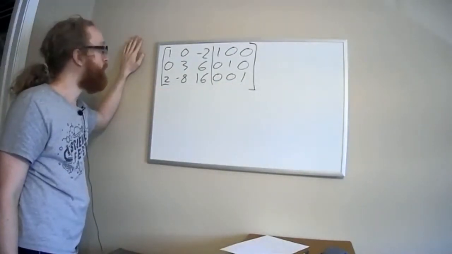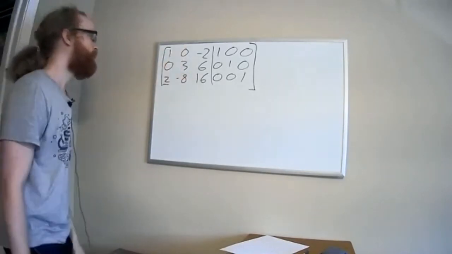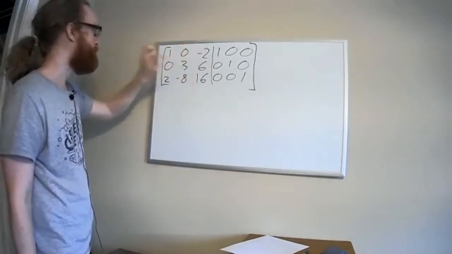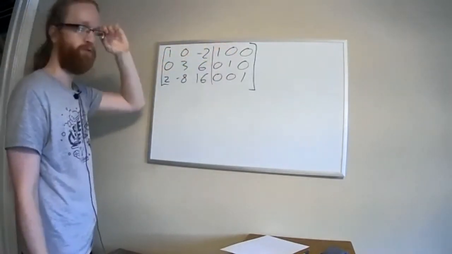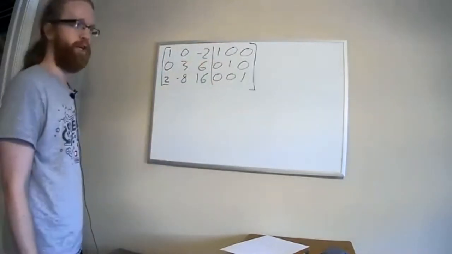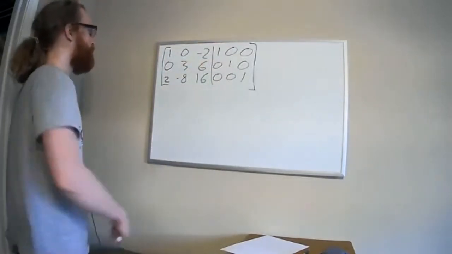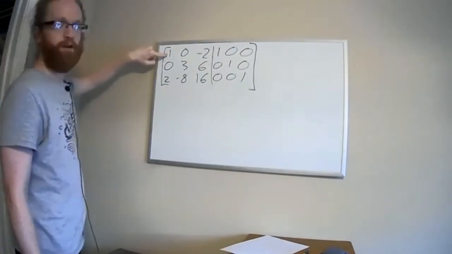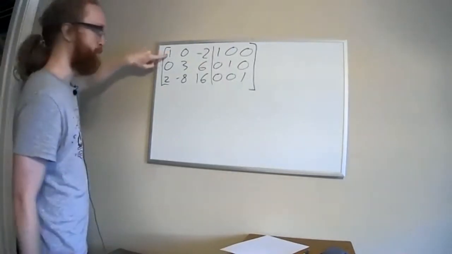So let's go ahead and do that. Let's try to reduce this thing. I'm really interested in reducing the thing to the left of the bar, like we did in chapter 5. And the stuff on the right is just sort of along for the ride. It'll change as we go, and we'll just see what we get. Okay, so let's start. First thing, I need a leading one. I already have one. So first step is complete.